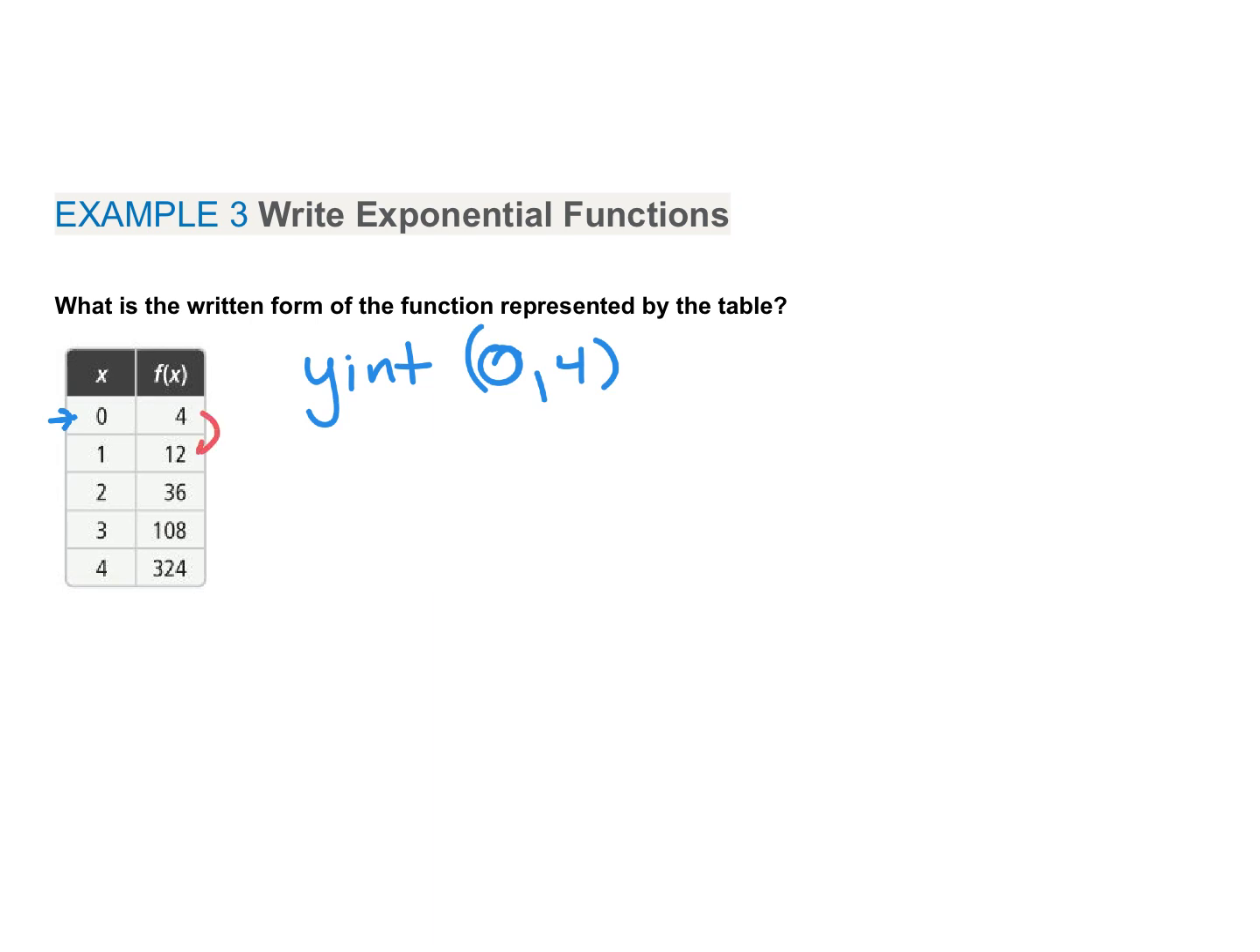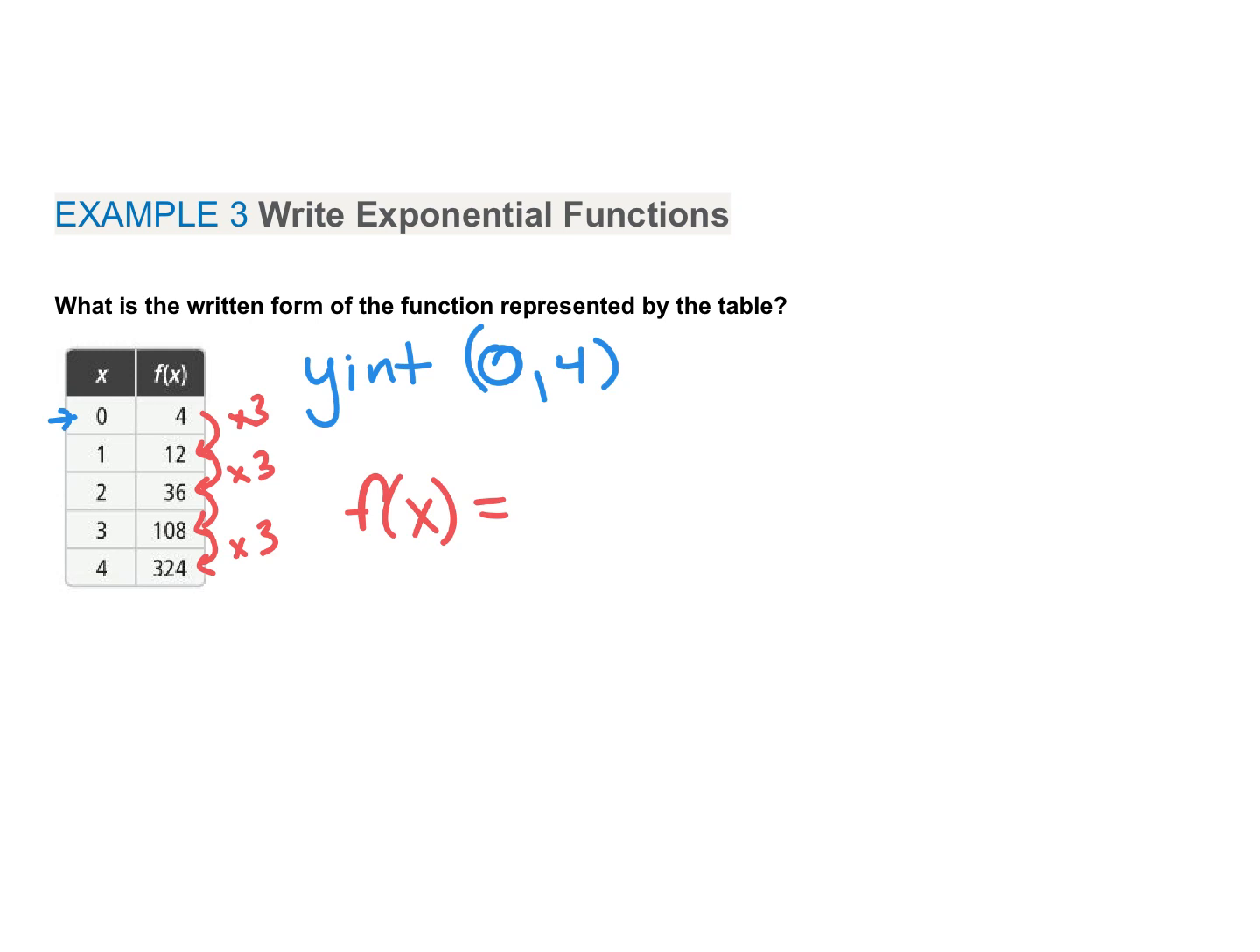So 4 to 12. Let's see. To go from 4 to 12, we're multiplying by 3. To go from 12 to 36, we're multiplying by 3. That looks great. And the pattern actually continues. Since the pattern continues in its multiplication, that means we have an exponential growth.